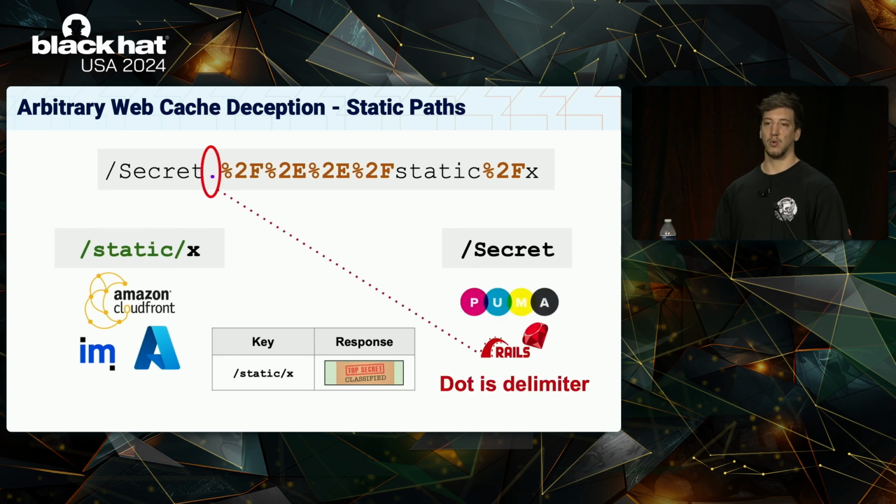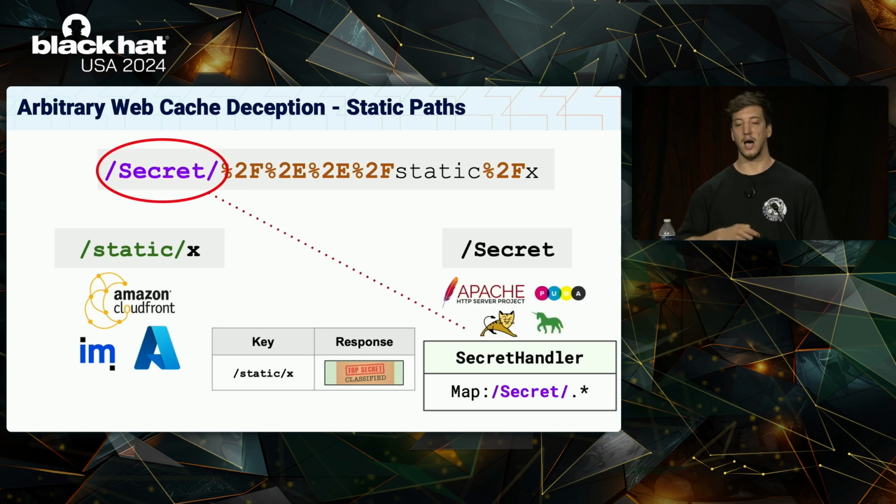Now we can use this with other frameworks such as Rails and Puma, and also with any application that is using a special mapping. So if we find something like I described in the beginning with the web cache deception that was discovered by Omer Gil, then we can use the same technique if this special mapping is applied.